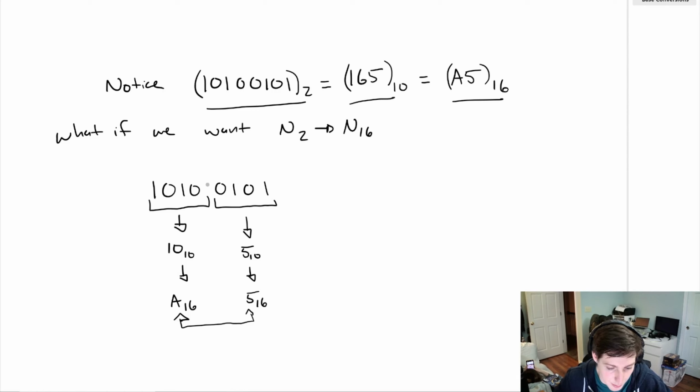Now this method can be a little bit confusing, so if you want to do any of the conversions from any base, converting to decimal is always a safe approach.